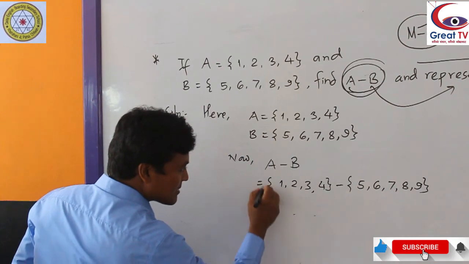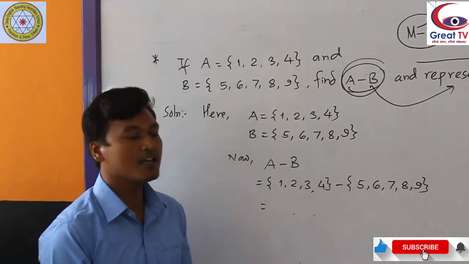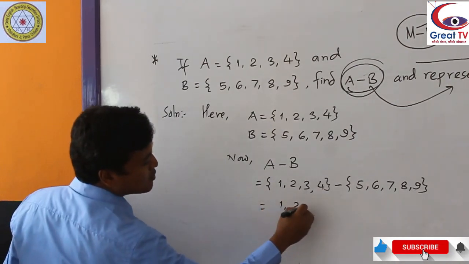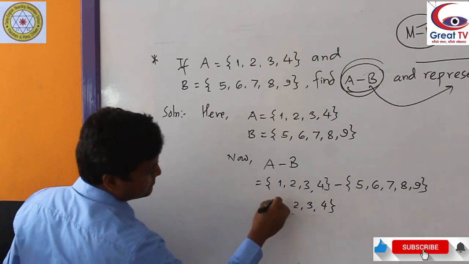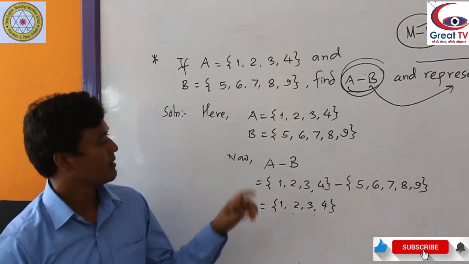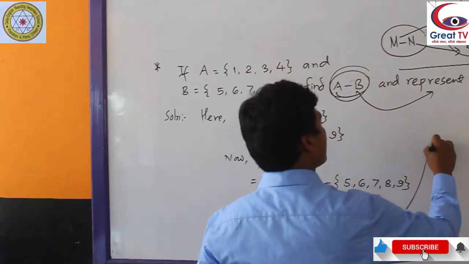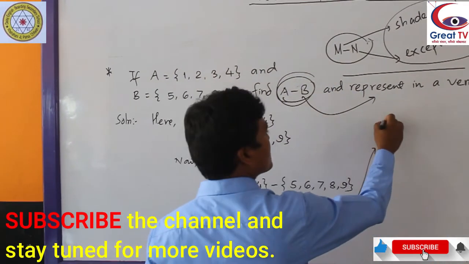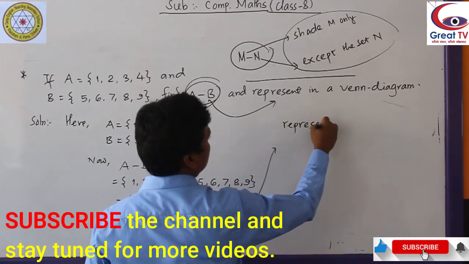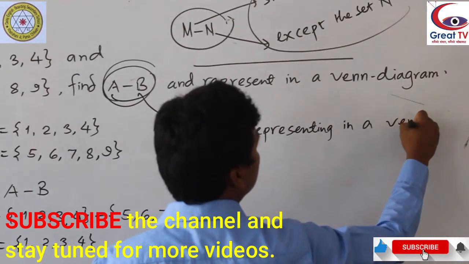all the elements of A are remaining, because this is the second idea. As we don't have common elements, all elements of A are remaining. That means 1, 2, 3, 4. A difference B has the elements 1, 2, 3 and 4. Then after the remaining part, representing in a Venn diagram.